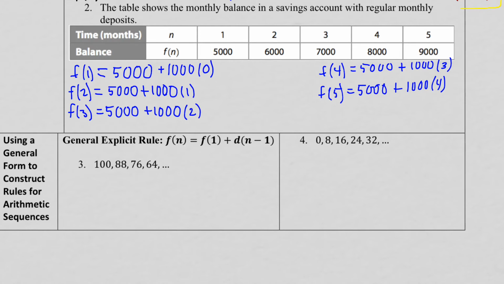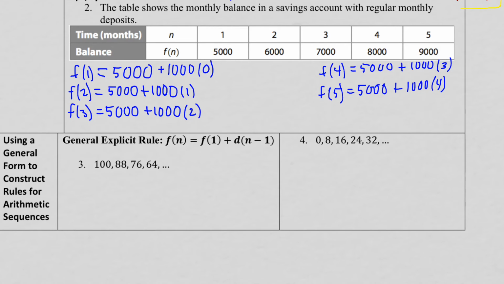Now if you look at all of them, they all look the same. They all follow the same pattern. Right? 5,000 plus 1,000 times 0. 5,000 plus 1,000 times 1. 5,000 plus 1,000 times 2, and so on. Notice again, compare the position number to the actual number you're multiplying by. If this is 2, this is 1. If this is 3, this is 2.